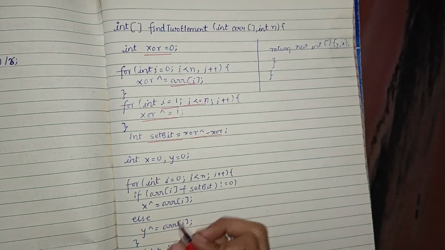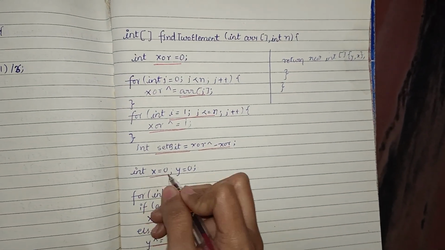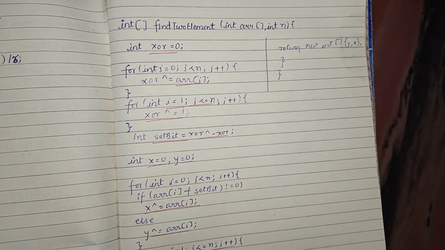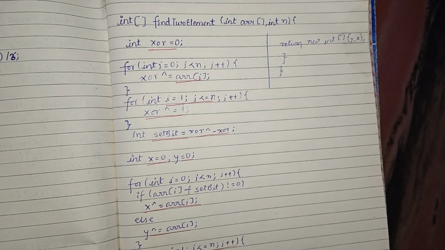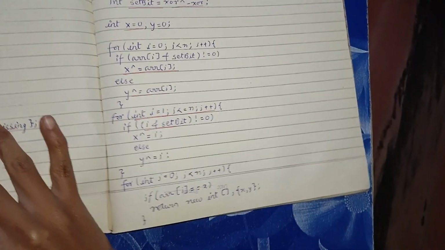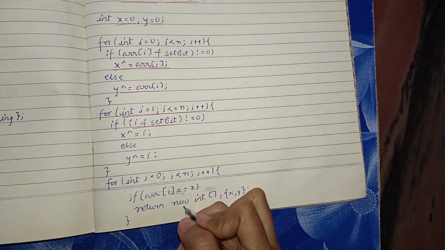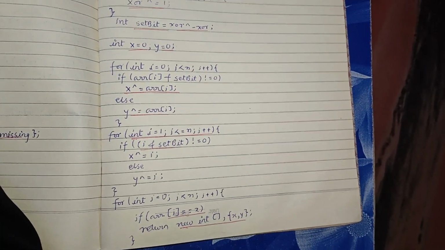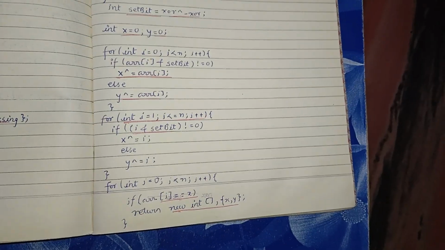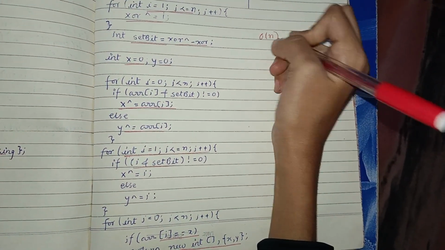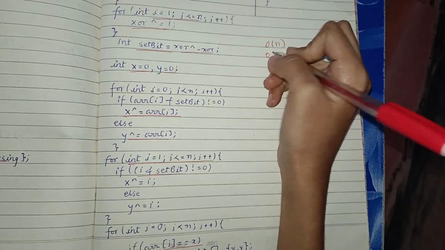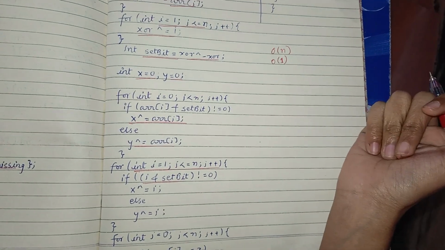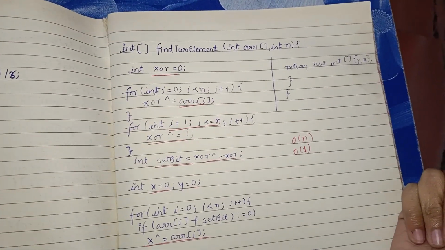Now we get two values. One is missing and one is repeating. We check which value exists in the array. That value is called repeating and the other is called the missing value, which is not present. This approach runs in O of n time complexity, and the space complexity is big O of 1. That's why this is the best solution for finding missing and repeating.